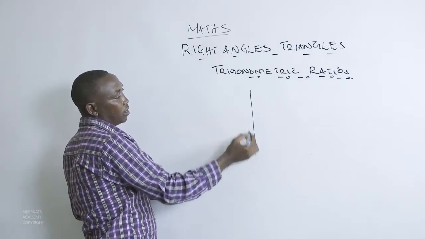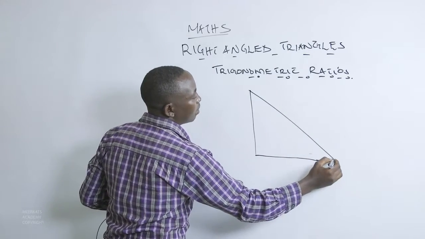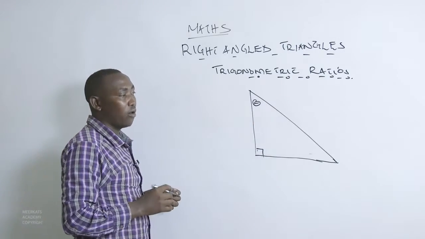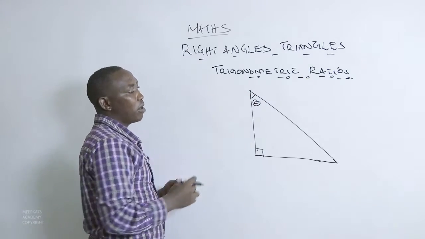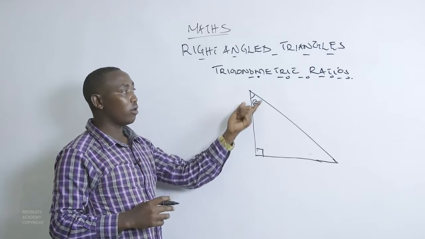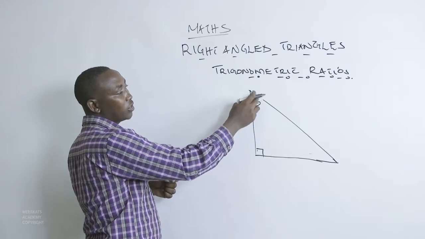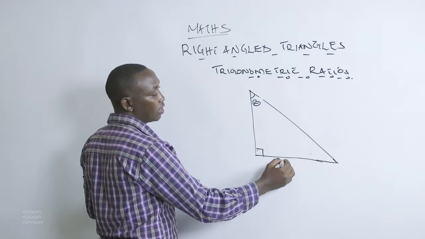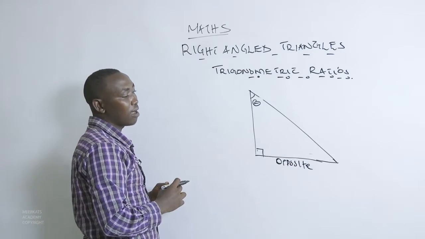Given that this is a right angle triangle that is 90 degrees, and our angle theta is at the top, then we can come up with the names of the sides of this particular triangle depending on the position of our angle theta. Now in this case, the side that is opposite to angle theta is this side down there, and therefore this will be called the opposite side of angle theta.